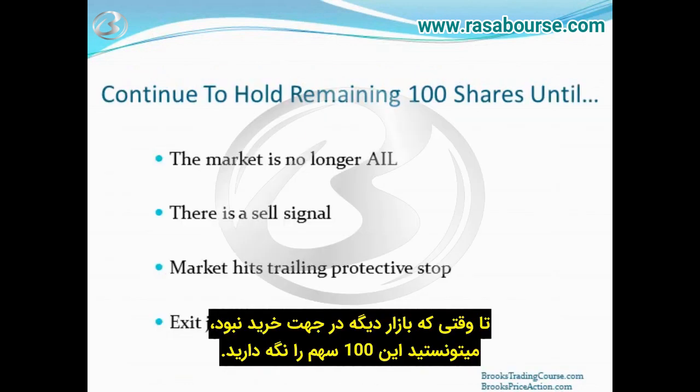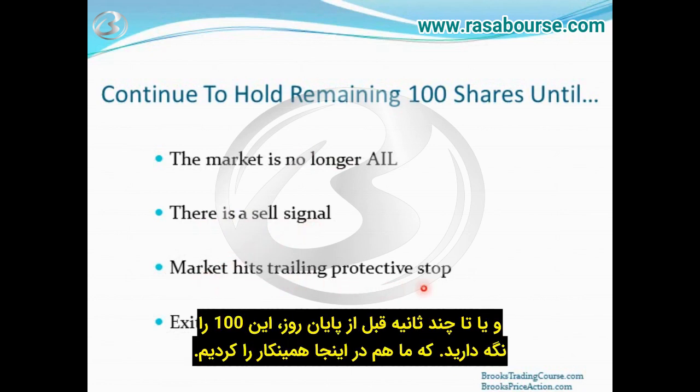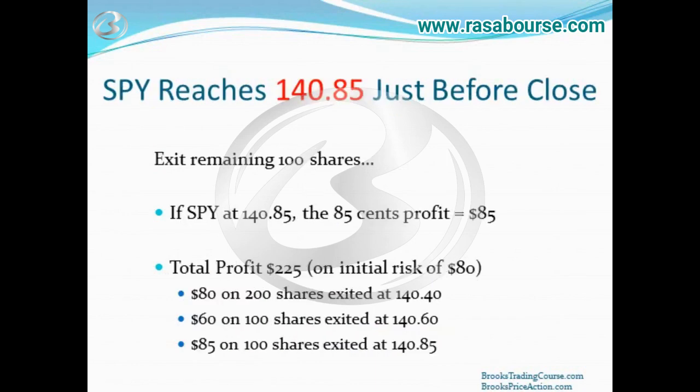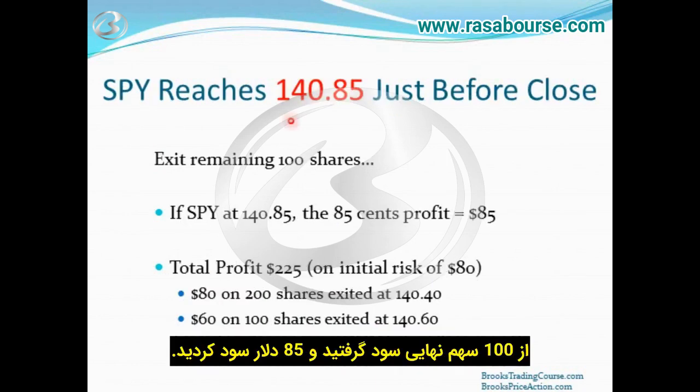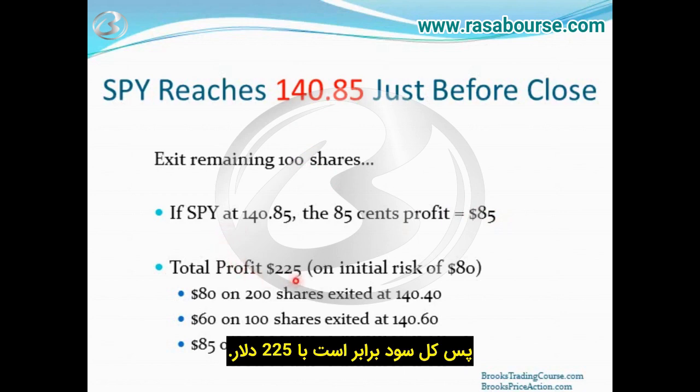You would hold those 100 shares until the market was no longer always in long, or until there was a sell signal, or until the market hit your trailing protective stop, or until moments before the close of the day, which is what we did in this particular case. So when you took your final profits on that remaining 100 shares, you made $85. Your total profit is $225.